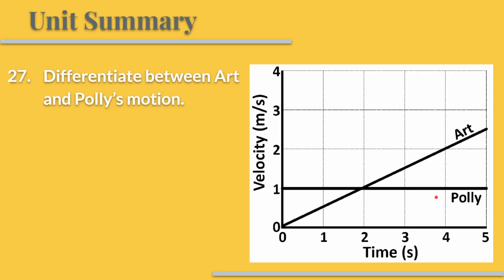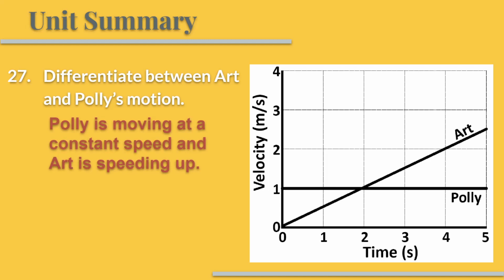All right, here is a velocity time graph, different type of graph. I think we actually looked at this in the last unit as well, but it says differentiate between Art and Polly's motion. So this is a VT graph. So Ava, what is Art doing? Speeding up. What about Polly? Constant speed. Okay, so that's the difference between their motion. Polly's moving at a constant speed. Art is speeding up. His velocity is changing.